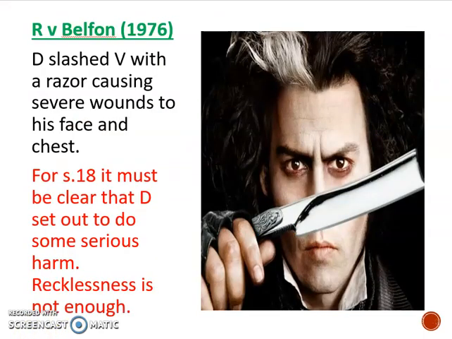In the case of Belfon, the defendant was slashing the victim with a razor, causing severe wounds to his face and chest. So we've got a wound, we meet the actus reus. Do we have the mens rea for a Section 18? And the court said yes, because for a Section 18, it must be clear that the defendant set out to do some serious harm. And if you are slashing someone in the face with a razor, clearly you intend really serious harm. Recklessness is not enough for a Section 18.